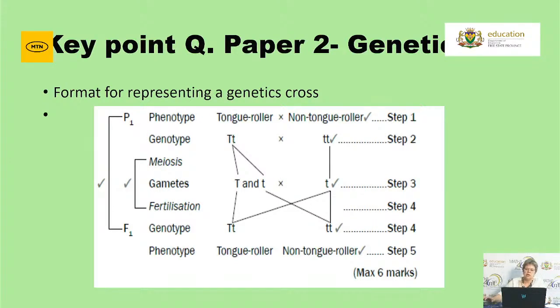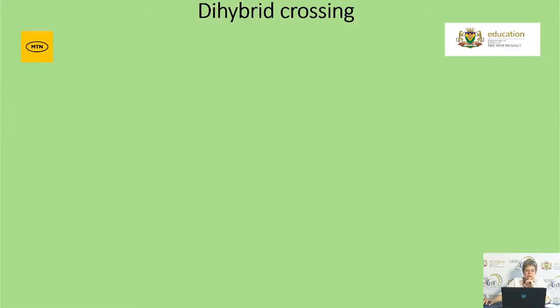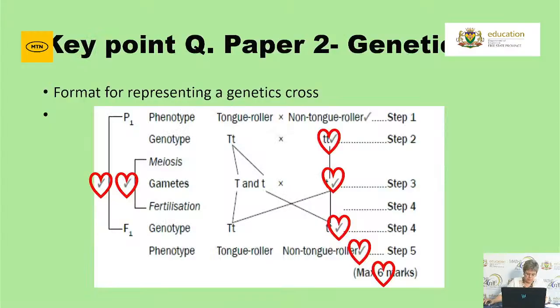Then, if we look at monohybrid crossings, the only thing at this stage, monohybrid crossings is answered very well. We must look at where we allocate the marks. The marks are allocated in different stages. And if we look at these different stages, we will see we must indicate P1 and F1 in the right position. P1 is on top, F1 is on the bottom.